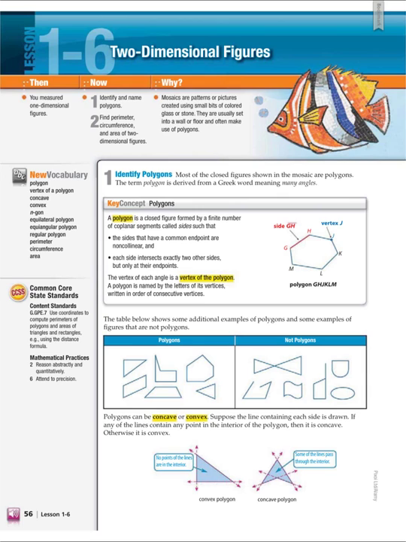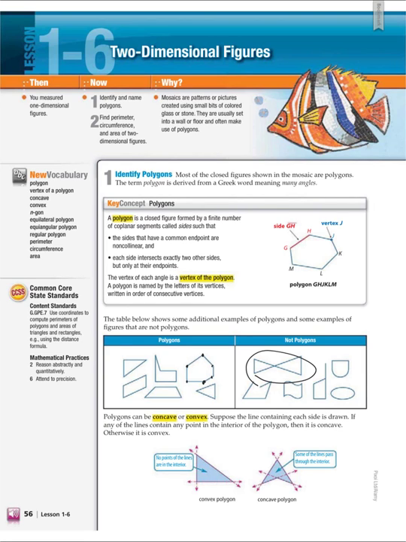But we do want to just touch on the fact of polygons for just a second. Polygons are closed figures. The sides that have a common endpoint are non-collinear, so that eliminates a figure like this from being a polygon. Polygons have points where their sides meet, called the vertices, just like we talked about the vertex of an angle. Vertices is the plural of vertex.